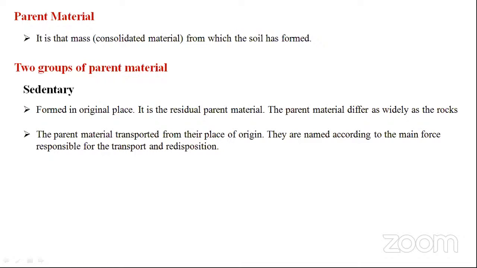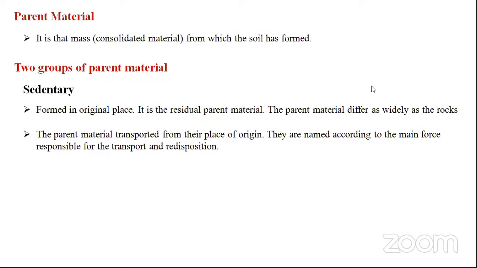Anyhow, sedentary means they won't move. Formed in the original place. It is a residual parent material, and parent material differs very widely. So sedentary means nowhere it goes. It will stay in the same place. And the other parent material is transported from one area to another area by means of some agents. Based on the transporting or depositing agent, the soils are classified into different terminologies. We will see all those things.